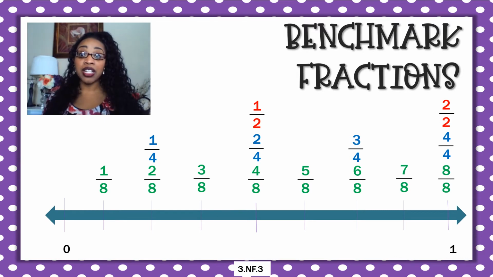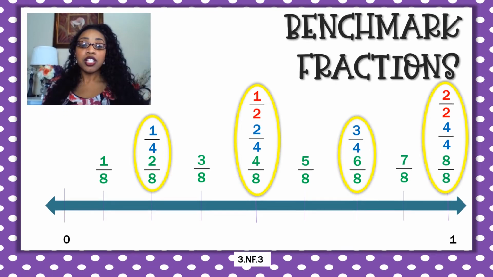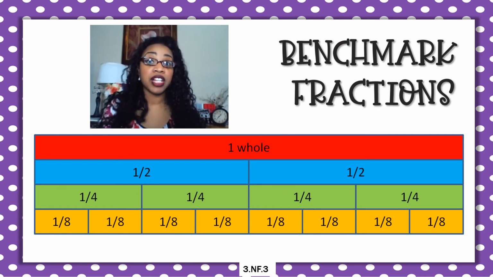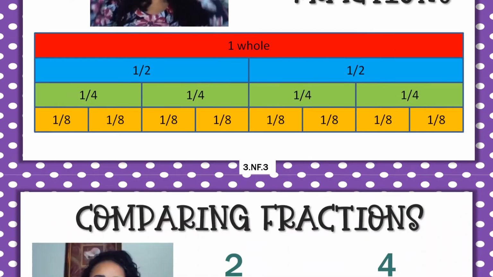So I'm going to mark my 8 parts. And now I notice where my equivalent fractions fall on my number line. I see 1/4 and 2/8 are equivalent fractions. 1/2, 2/4, and 4/8 are equivalent fractions. 3/4 and 6/8 are equivalent fractions, and so on. Benchmark fractions are commonly used when dealing with fraction bars because fraction bars are just really easy to get kids to see how those parts fit together to be one whole.